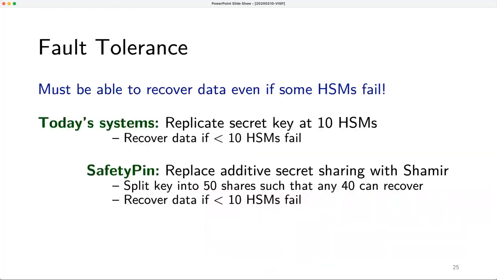But okay, let me talk about fault tolerance. So these HSMs don't last forever. Maybe they work for a year or two and then they fail. And of course, you want to recover your backup even if they do. So the way this works today is that each logical HSM is actually implemented with something like 5 or 10 hardware devices. So you can recover your data as long as not all of these hardware devices, these replicas, fail. And with SafetyPin, you can just replace this additive secret sharing, as Matthias mentioned, with Shamir secret sharing. So you split your key into something like 50 shares, such that any 40 of these shares allow you to recover the secret.